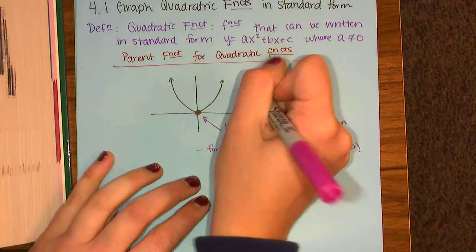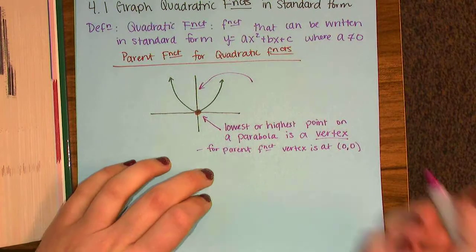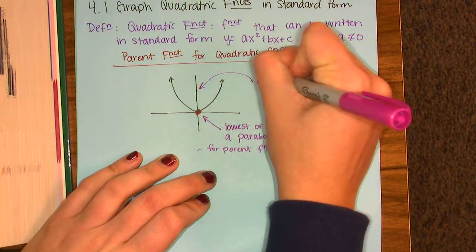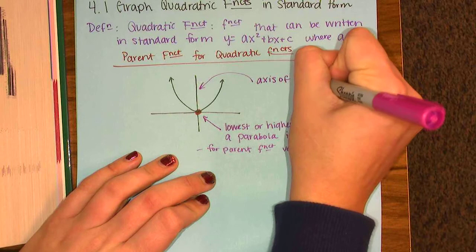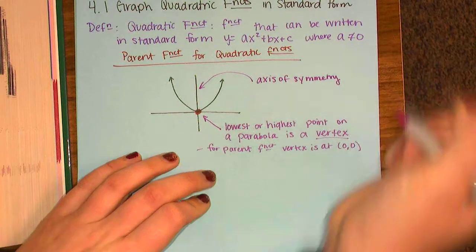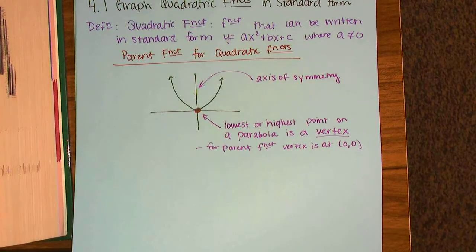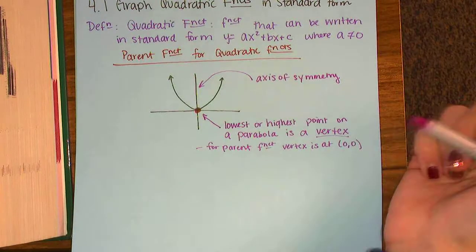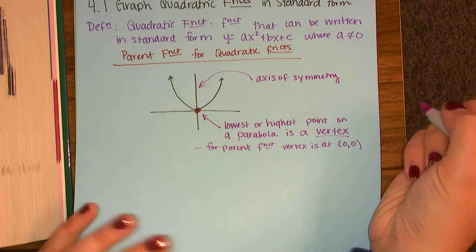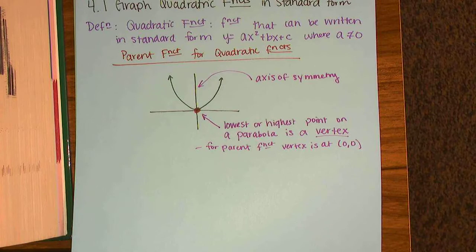And then this line that goes through the middle is called the axis of symmetry. No, because the parabola keeps going. That's why it has arrows on it. So it keeps going all the way up. Just this whole line here is the axis of symmetry. And it won't always be on the y-axis. A lot of times your axis of symmetry will be shifted. This is just for the parent function.